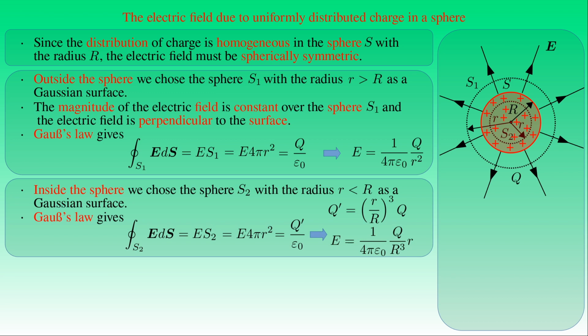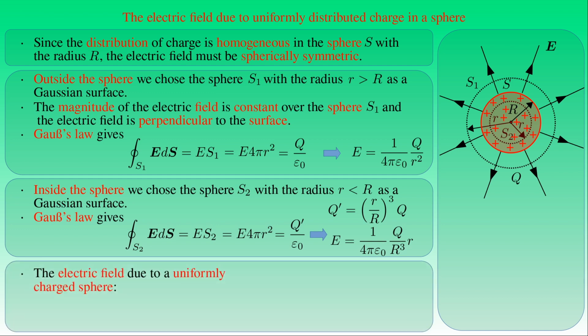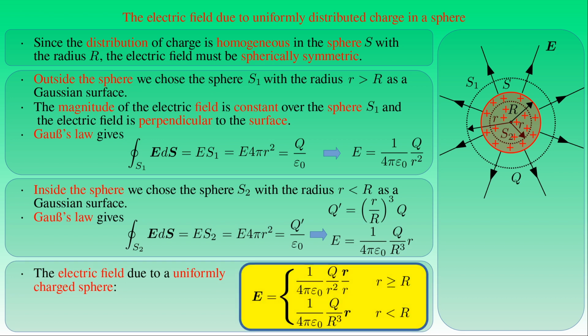Then we conclude that the electric field E for a uniformly charged spherical sphere of the radius capital R with the total positive charge q is the following. In an arbitrary point outside the sphere, it is given by 1 over 4 pi epsilon naught, times the charge q over the square of the distance r between the center of the sphere and that point, times the vector r pointing from the center to that point divided by its length. In an arbitrary point inside the sphere, the electric field E is equal to 1 over 4 pi times epsilon naught, times q over the cube of capital R, times the vector r.